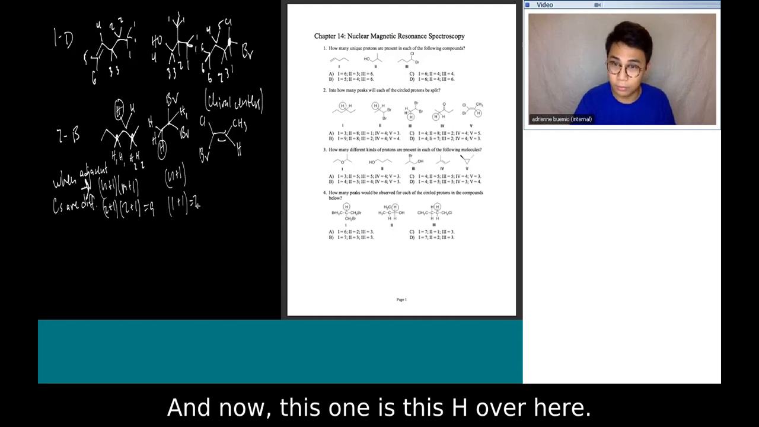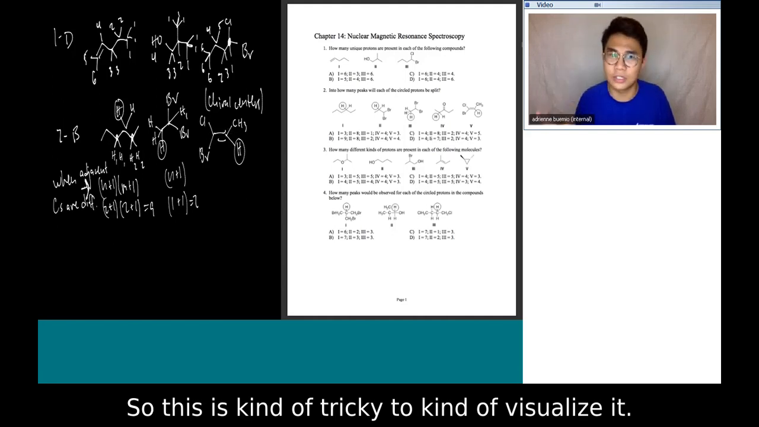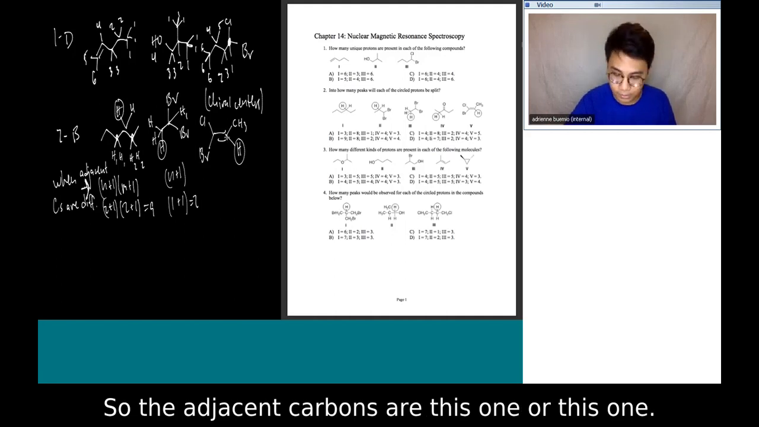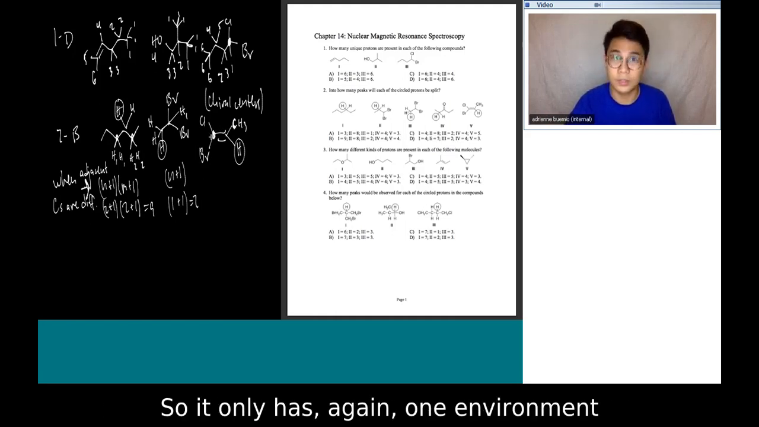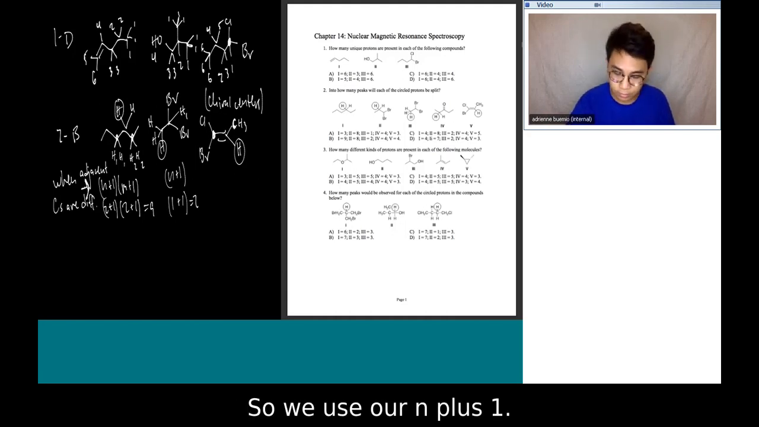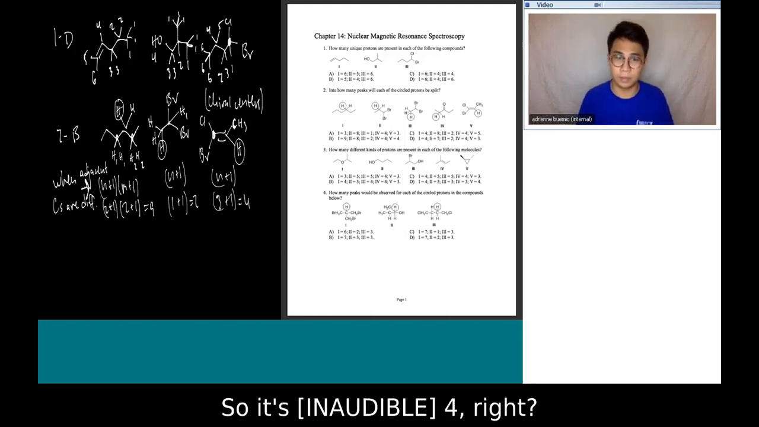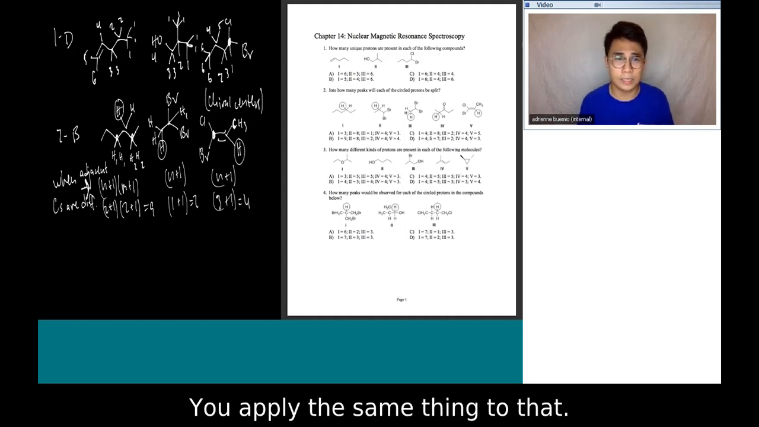And now this one, oh, this one is this H over here. And how many adjacent carbons? So this is kind of tricky to visualize. So this is the carbon the H is attached to, right? So the adjacent carbons are this one or this one. This one has 3 attached to it. This one has none. So it only has, again, one environment attached to it, right? So we use our n plus 1. We have 3 hydrogens plus 1 equals 4. So it splits into 4, right? So nothing too crazy. You apply the same thing to that.